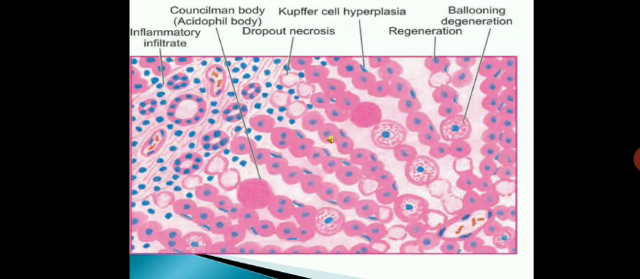This is a picture in which we can see, from the right side, there is ballooning degeneration, there is Kupffer cell hyperplasia, there can be dropout necrosis in which the cell has undergone necrosis and only its outline is remaining. There can be a Councilman body or acidophilic body due to the apoptosis of the hepatocyte, and there is inflammatory infiltrate near the portal triad.